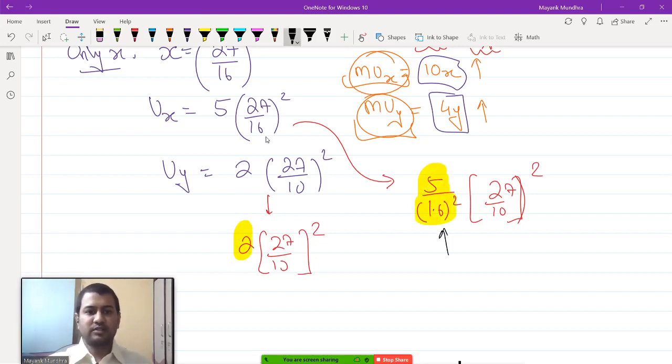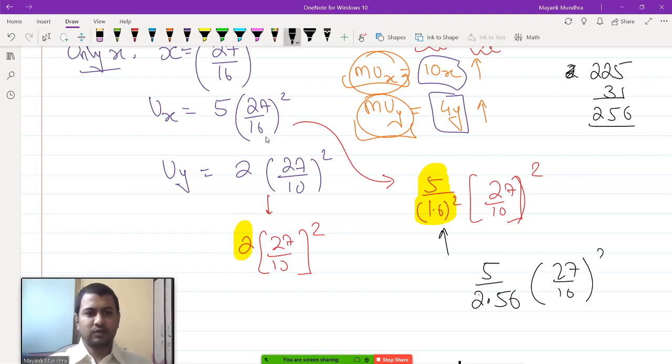So 5 by 1.6 square is 5 upon 1.6 square. What's 16 square? 15 square is 225, plus 31, so that's 256. Sorry, I'm pretty bad at this. So it's 5 by 2.56 into (27 by 10) whole square, and this is 2 into (27 by 10) whole square.